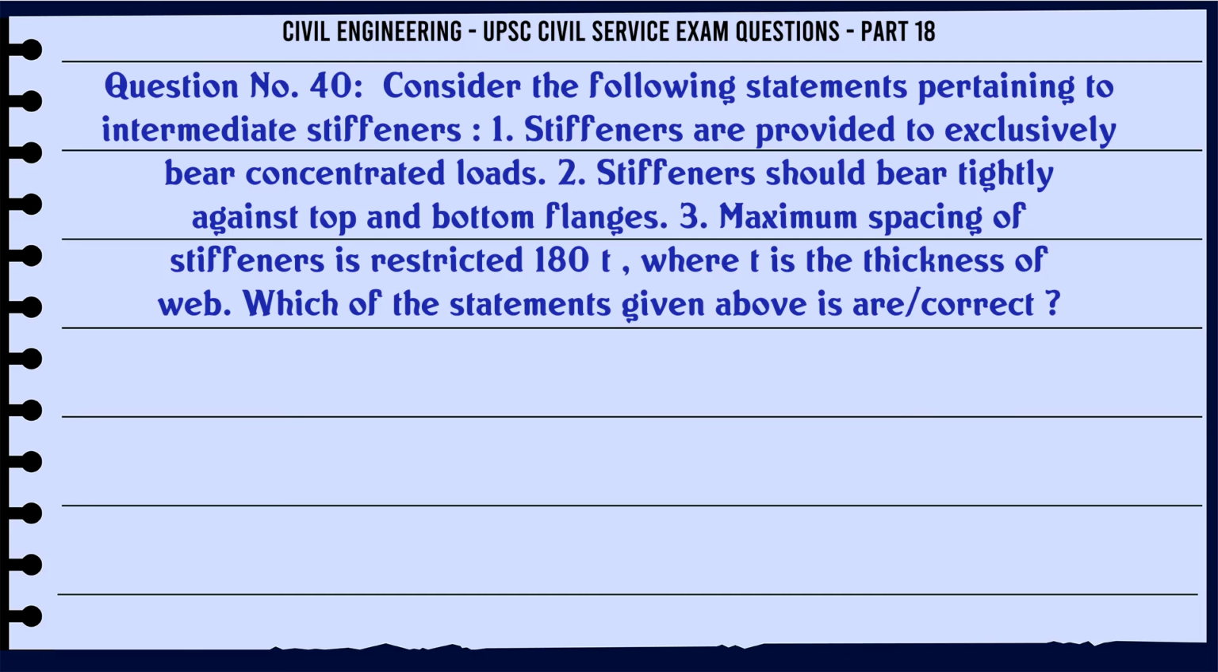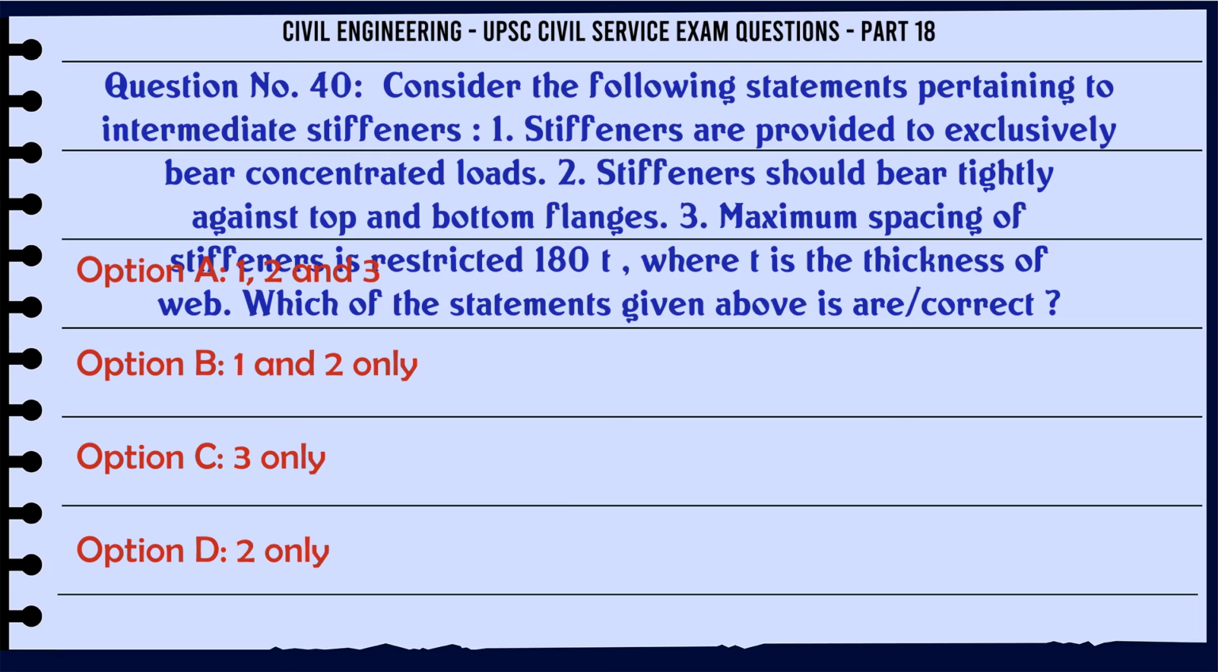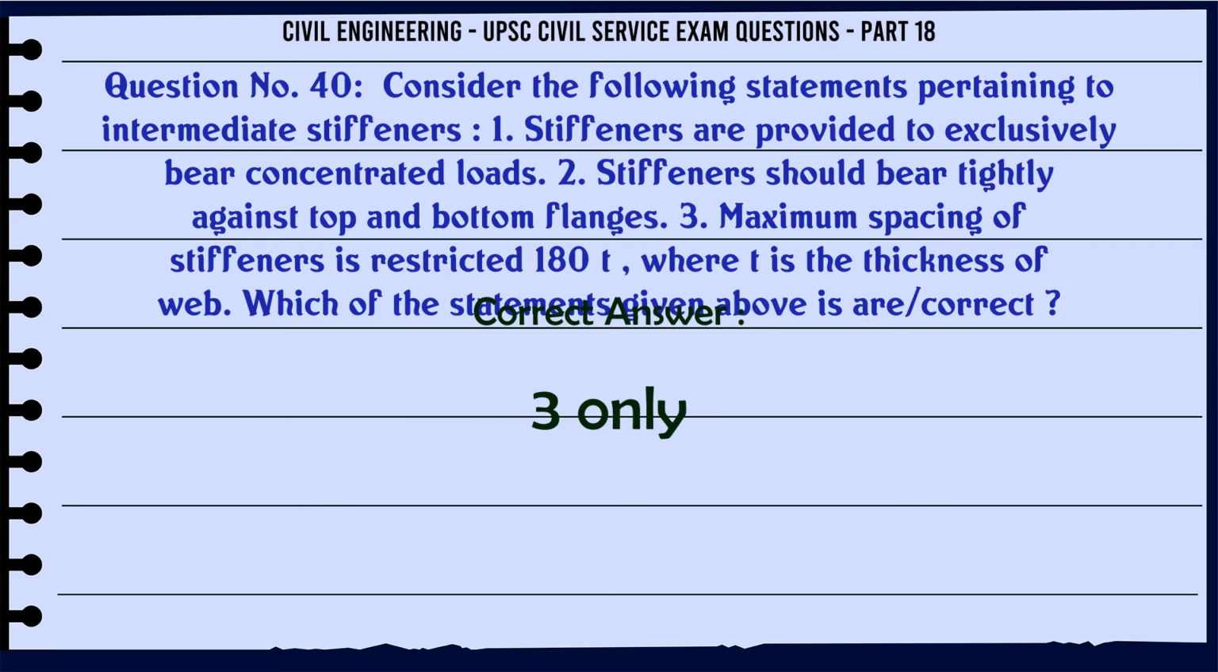Consider the following statements pertaining to intermediate stiffeners. 1. Stiffeners are provided to exclusively bear concentrated loads. 2. Stiffeners should bear tightly against top and bottom flanges. 3. Maximum spacing of stiffeners is restricted to 180 t, where t is the thickness of web. Which of the statements given above are correct? A, 1, 2 and 3. B, 1 and 2 only. C, 3 only. D, 2 only. The correct answer is 3 only.